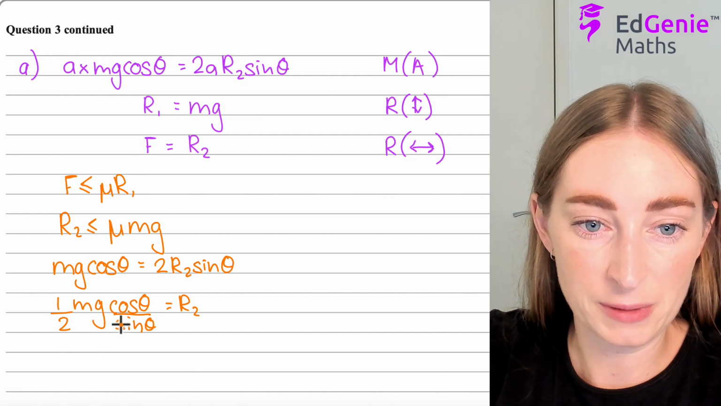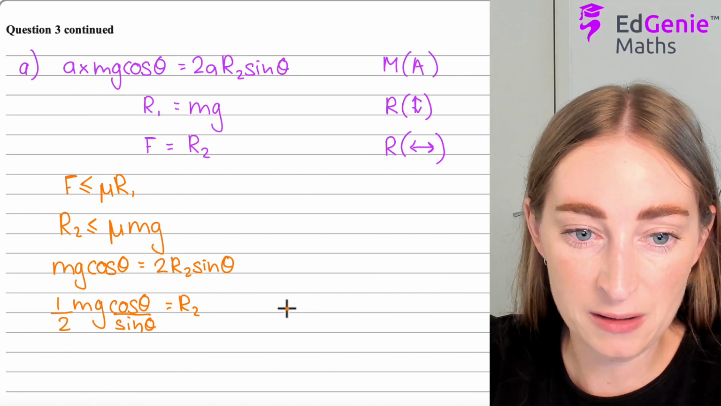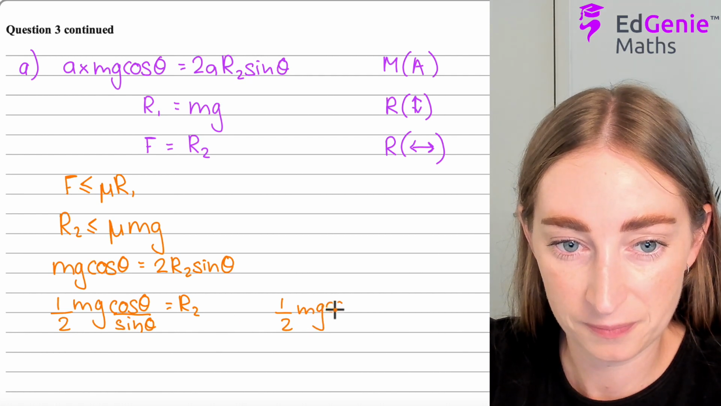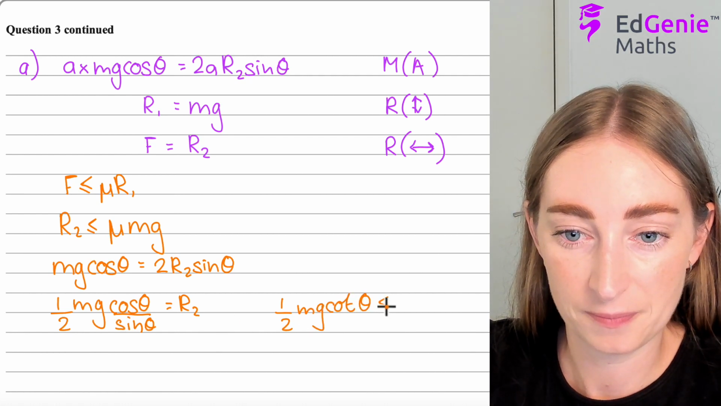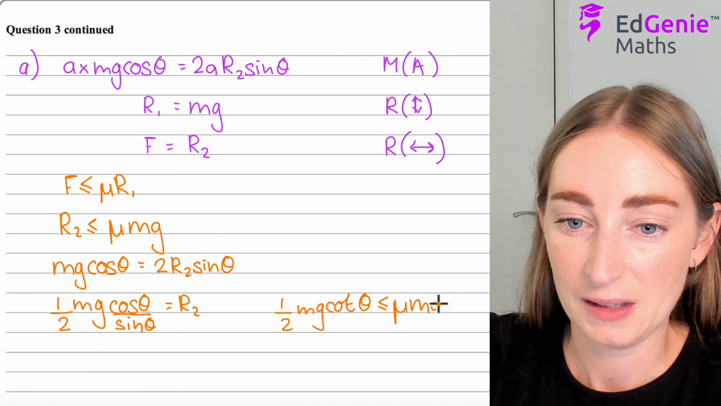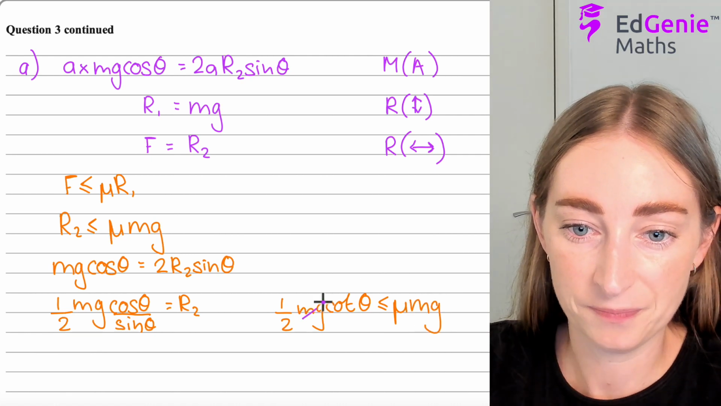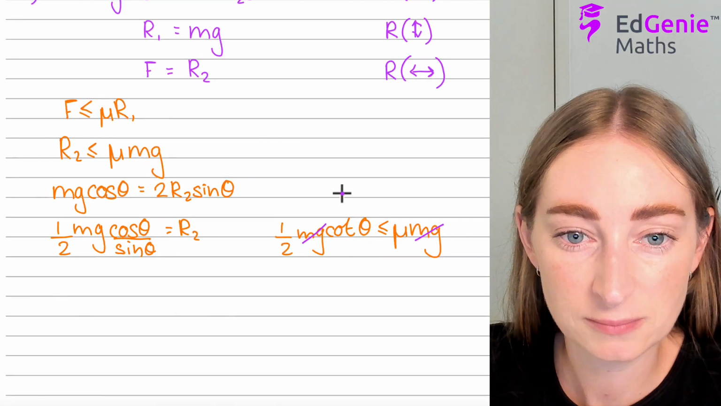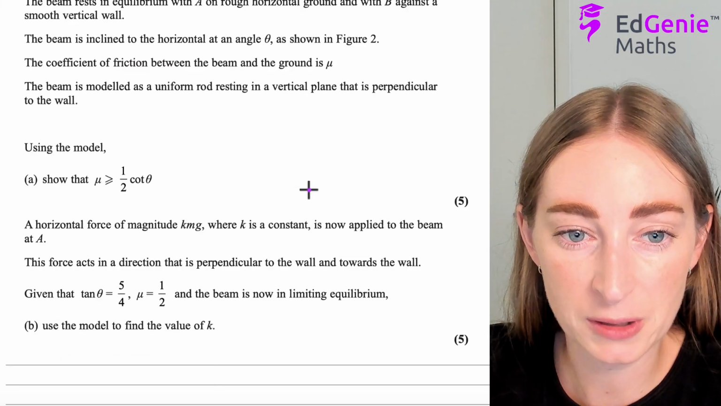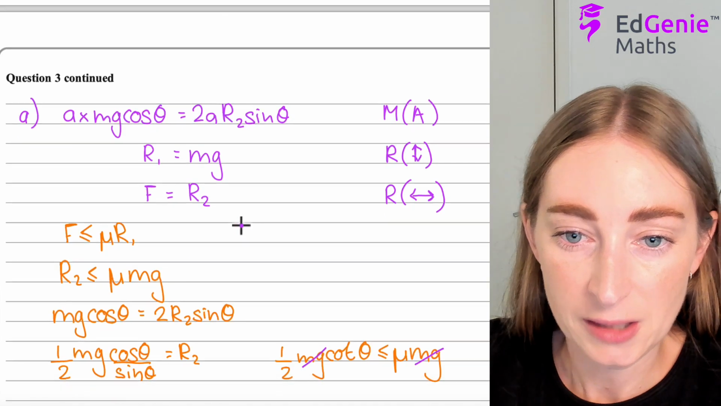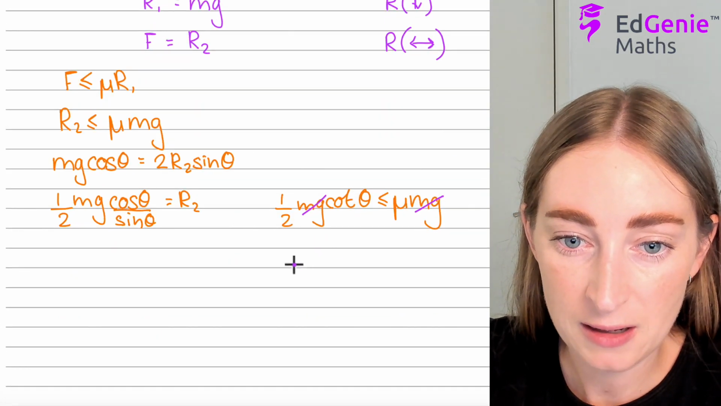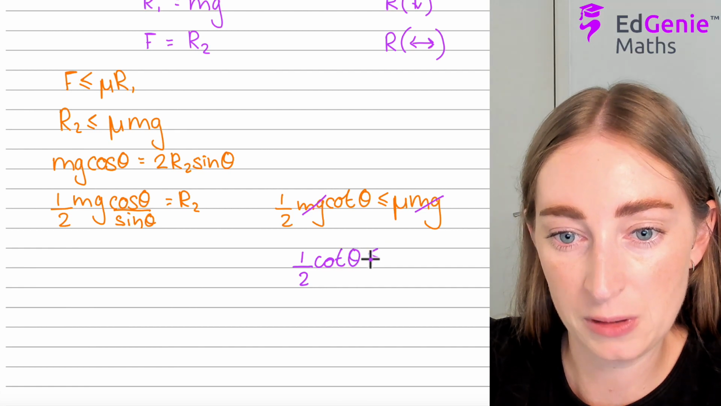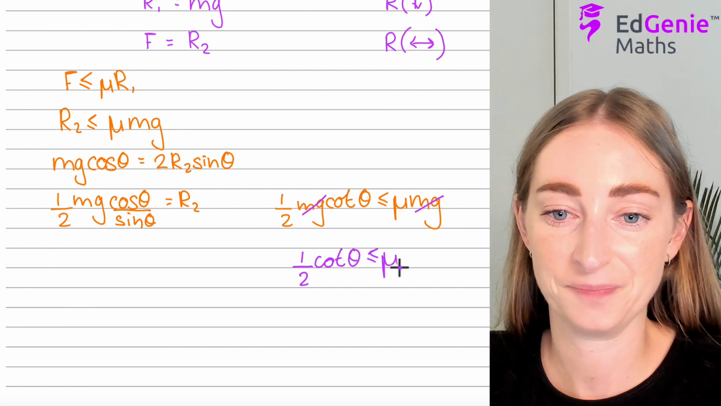So now we can rewrite this. We can do a half mg, and let's rewrite this as cot now. Divide both sides by mg, and I think we've got it. Was that the answer? Yeah, there we got it. So therefore, it's a half cot of theta is less than or equal to mu, and you're done with that part.